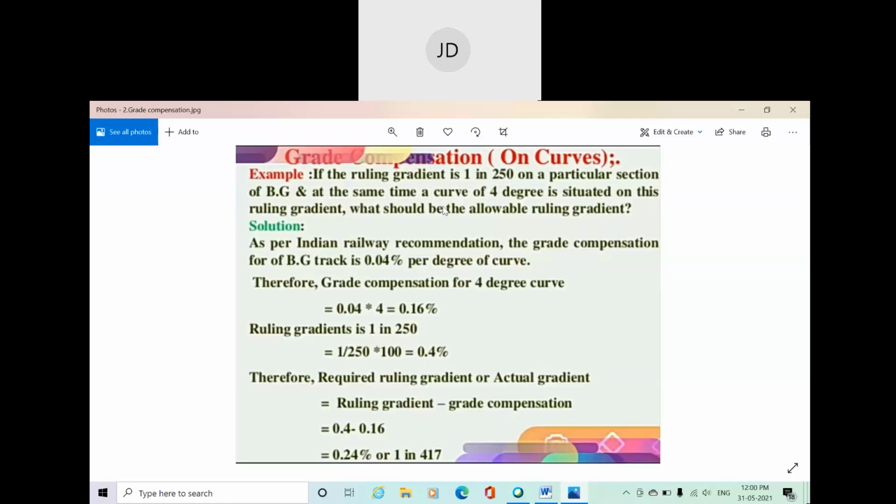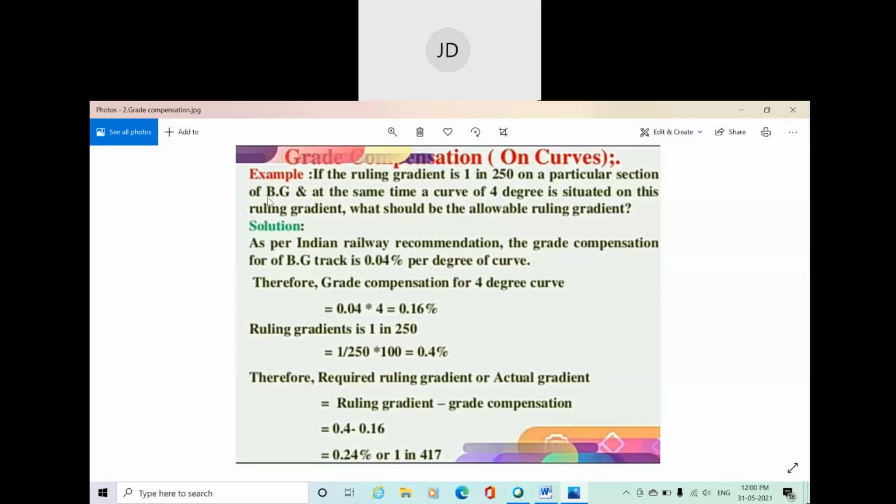At the same time, there is a curve of 4 degrees, and it is situated on the ruling gradient. Now, what should be the allowable ruling gradient in the curve? Generally the ruling gradient provided is 1 in 250, but we cannot provide this amount of gradient in a curve. We need to minimize that gradient. How can we minimize it?